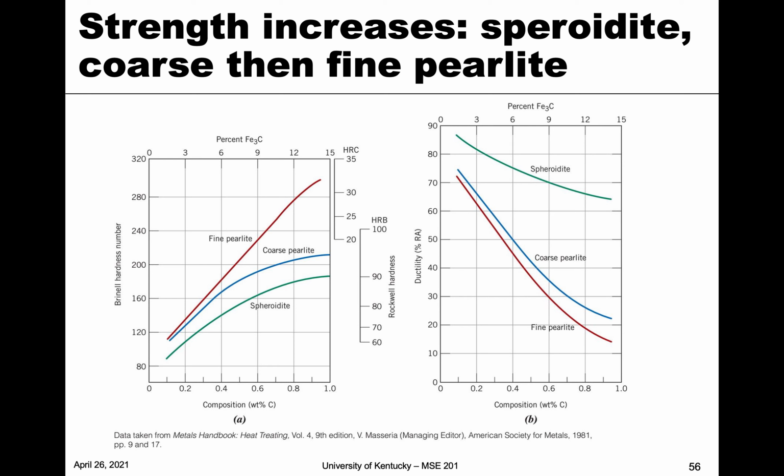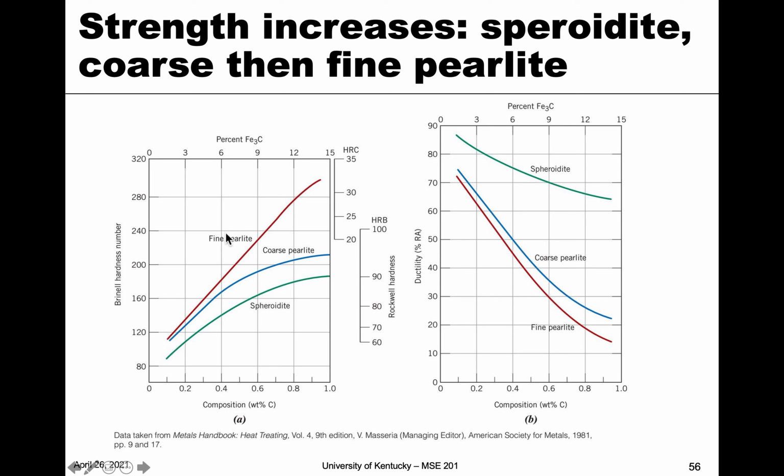All right, so that was for weight percent carbon. But now let's look at some of the different microstructures. So here we're showing spheroidite, coarse perlite, and fine perlite. And it still is a function of composition, but the trends I want you to see here is that we have hardness, which can be a measure of tensile strength, and we have ductility. And what we see is that spheroidite has the lowest hardness, and therefore we can extrapolate the lowest strength compared to coarse perlite, compared to fine perlite, right?